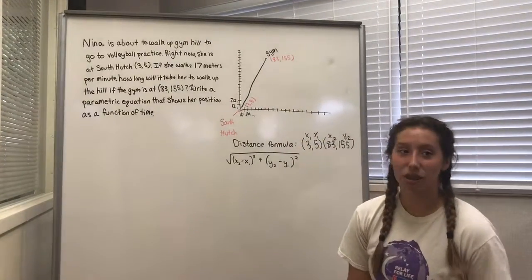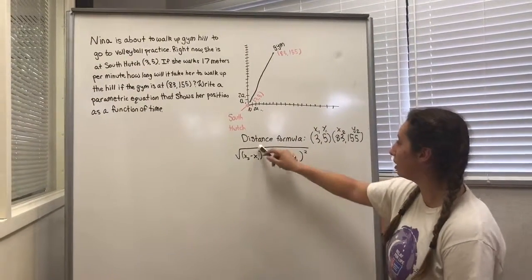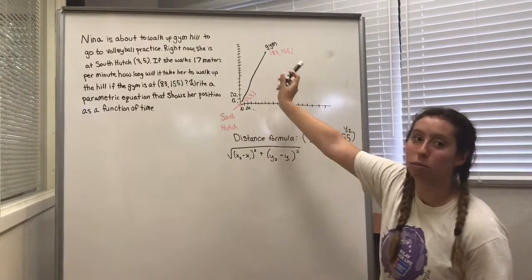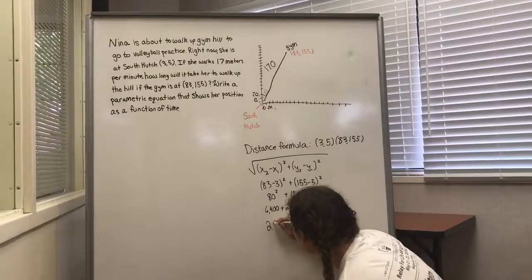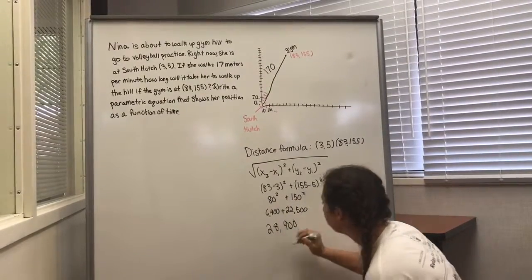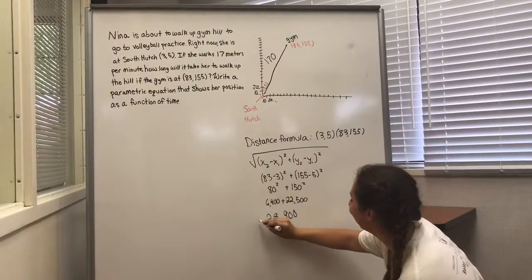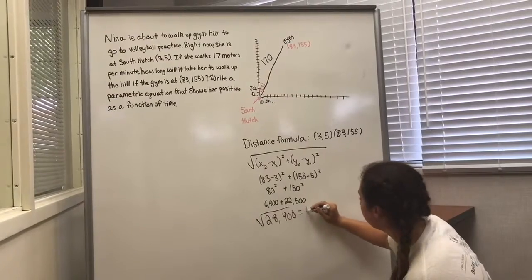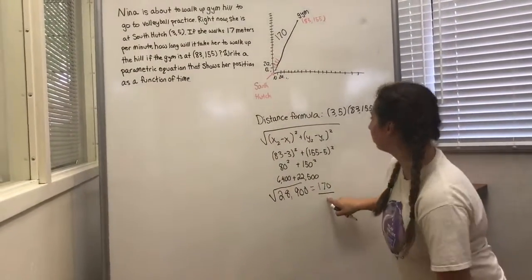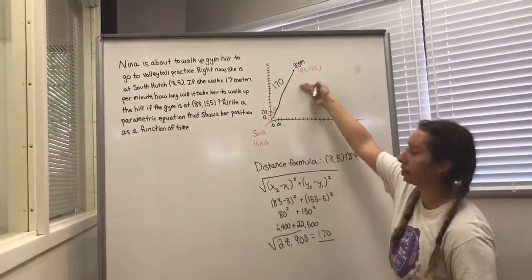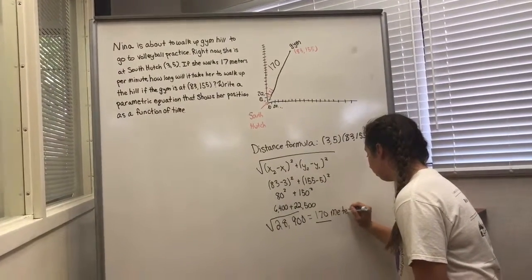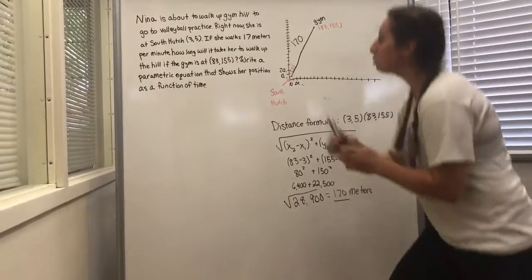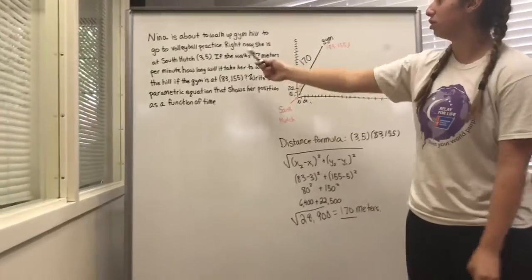Now that we have everything graphed, we are going to find the distance between these 2 points. In order to find the distance, we can use the distance formula. So we're going to find the distance between 3, 5 and 83, 155. We're left with these numbers, so when you add them together, you get 28,900. We can't forget about the square root sign. The square root of this number is 170. So 170 is the length of the entire hill, so it's 170 meters.